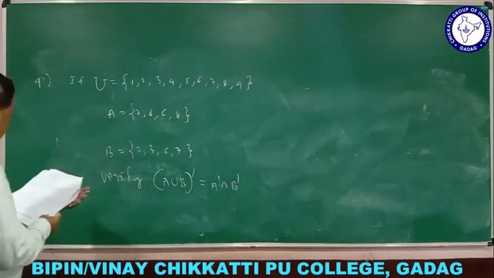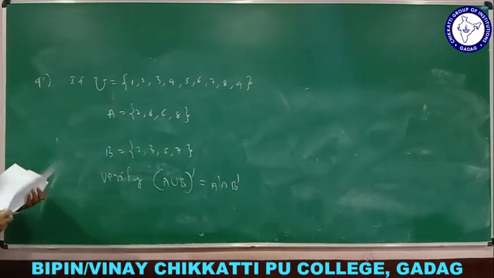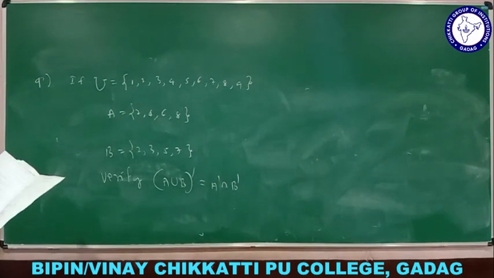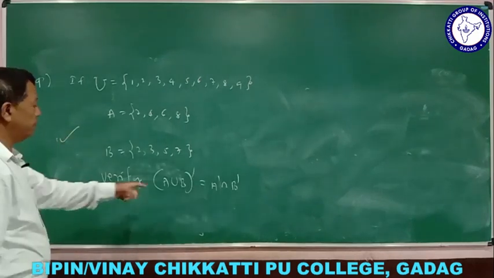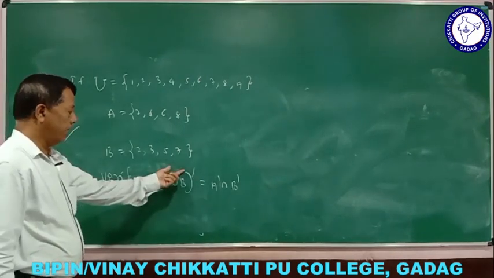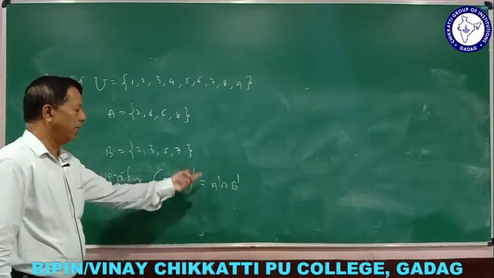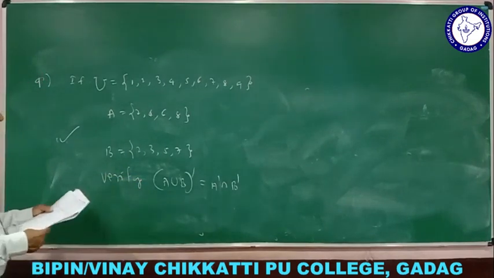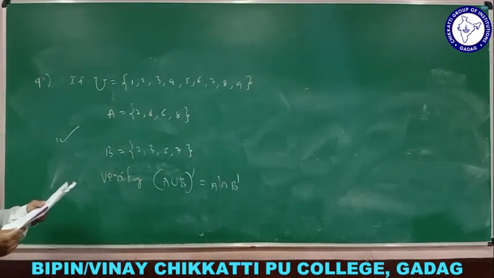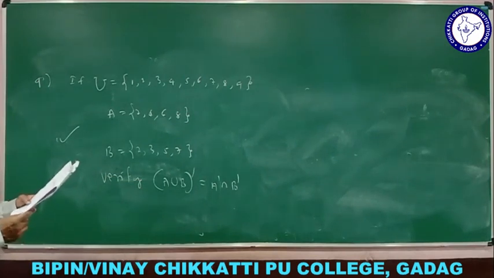So you have already done this problem, A union B, because according to De Morgan's theorem you have seen this. And thereby you have to see that A union B dash is equal to A dash intersection B dash. So you can do it at home. First you find A union B and its complement, call it equation 1, and second A dash intersection B dash, call it equation 2, and from 1 and 2 you see that A union B complement equals A complement intersection B complement. So this can be done at home, and it is similar to the previous one.